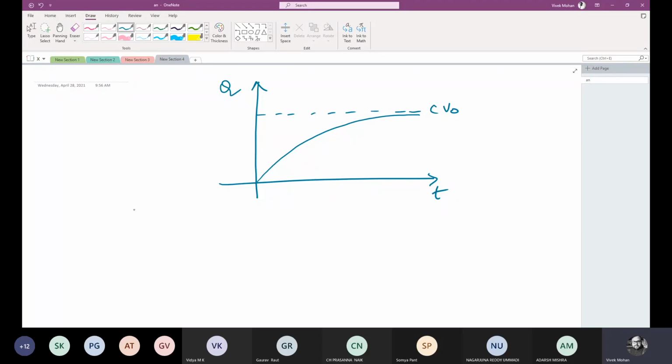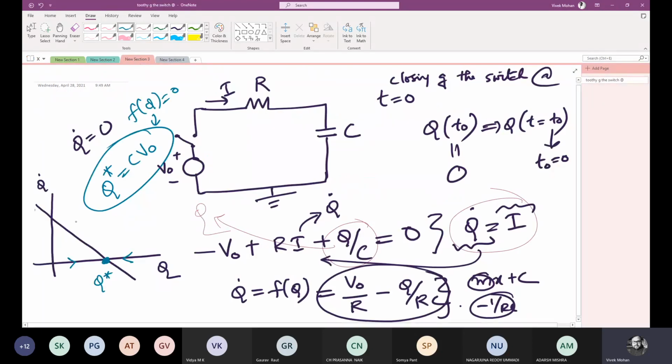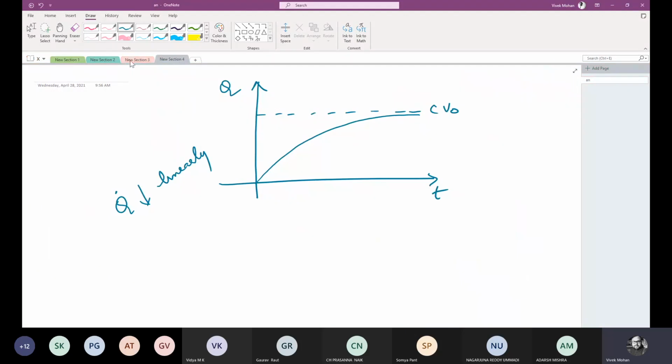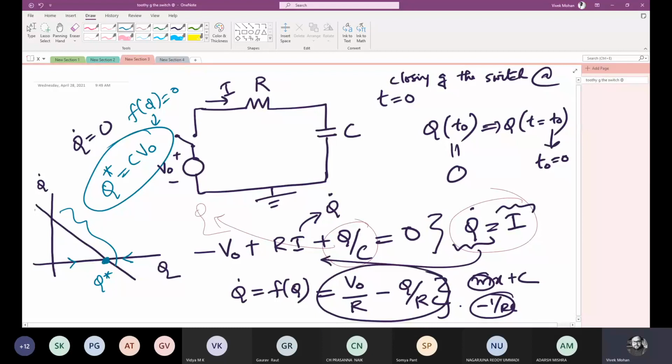Q dot decreases linearly, which we have already seen from this one. That means the change in charge in the capacitor with respect to time decreases linearly. But you can see here, until this point, when it increases like this, q dot is decreasing. When you are going through the real line, the q dot is decreasing. And after this point, what happens?